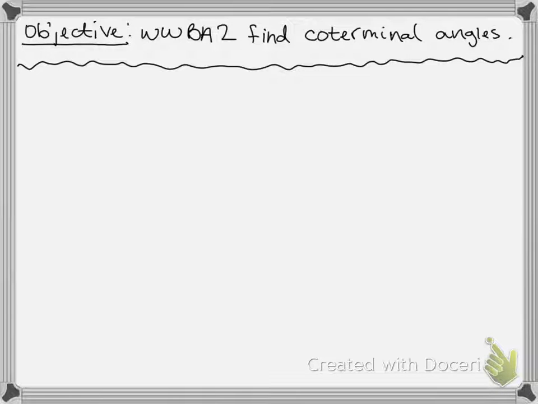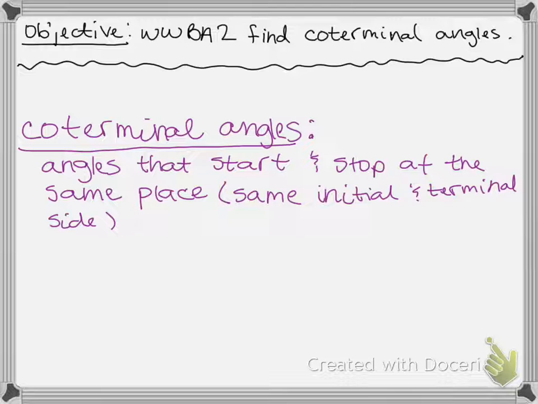Today, we will be able to find coterminal angles. What is a coterminal angle? Coterminal angles are angles that start and stop at the same place, meaning they have the same initial and terminal side.